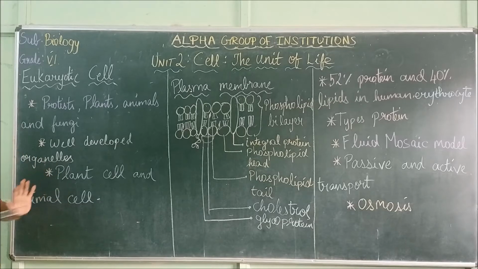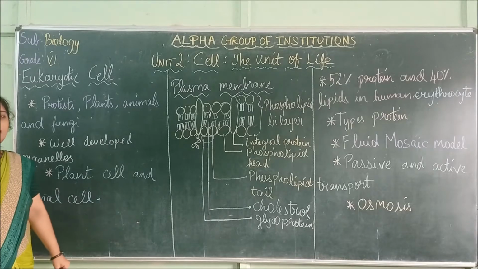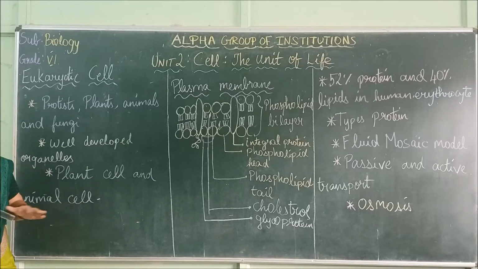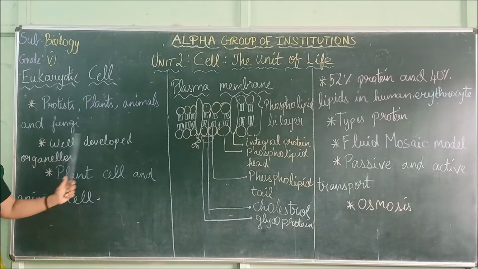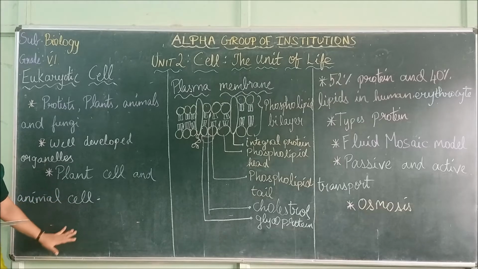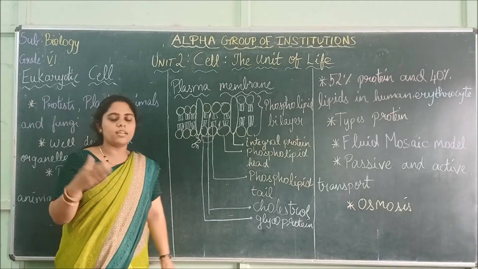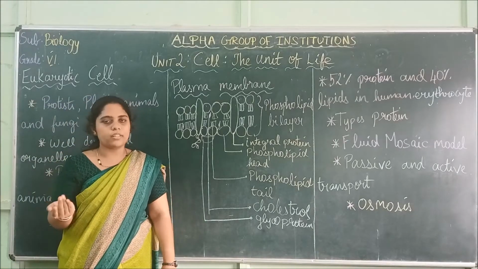This eukaryotic cell has a nucleus, and around that a nuclear membrane. Inside that they have the genetic material. So they are very well arranged. That is why it is called well-developed cell organelles are present. So this is all about the eukaryotic cell. Now we are moving on to the different organelles of the eukaryotic cell.